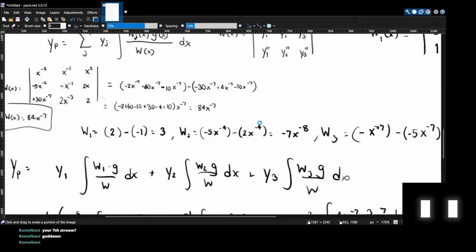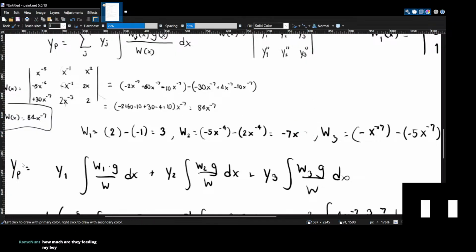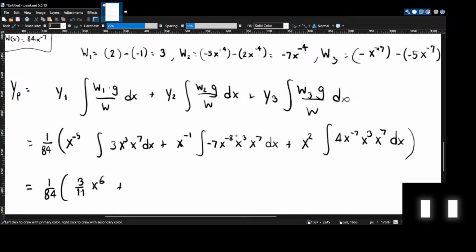Also, I found out where I went wrong, because for some reason adding up x to the negative 4 turns into x to the power 8. That reason is because I'm an idiot. I put it on the wrong layer. This was supposed to be x to the negative 4, and I forgot to change the colors. I'm just stupid, don't mind me. So this becomes x to the negative 4.